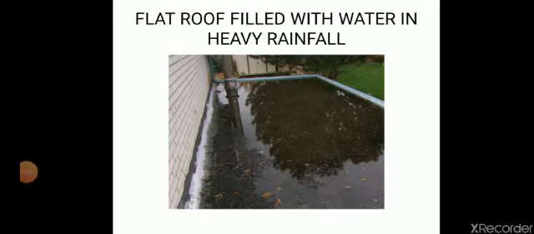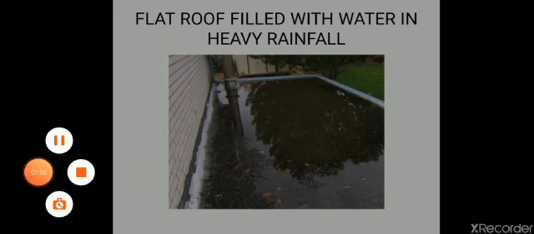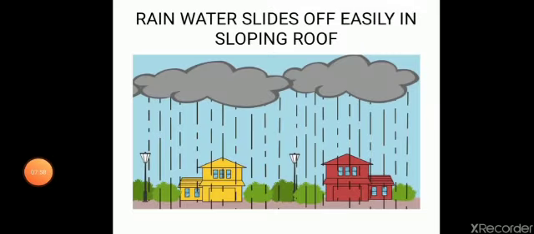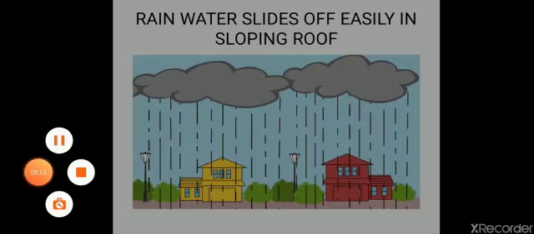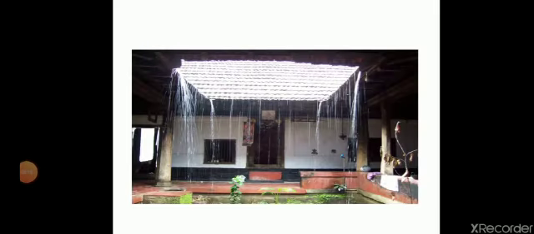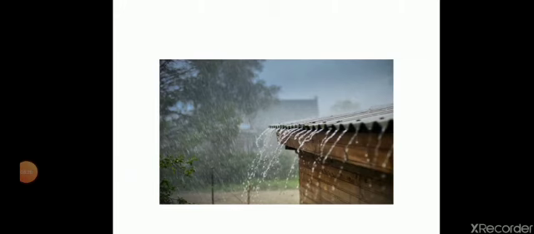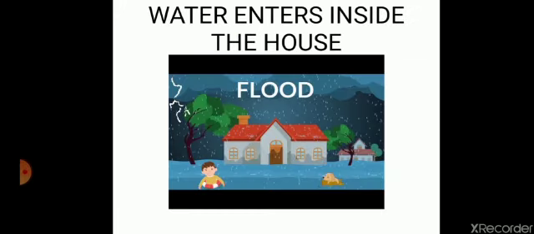Even we cannot have flat roofed houses where there are heavy rainfalls, because flat roofs easily fill with water in heavy rainfall. So, in such places where there is heavy snowfall or heavy rainfall, we need slopy roofed houses. You can see the picture, because rainwater slides off easily on a sloping roof, right? Rainwater flows down very easily if you have slopy roofed buildings, right?